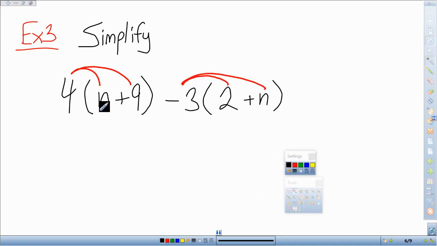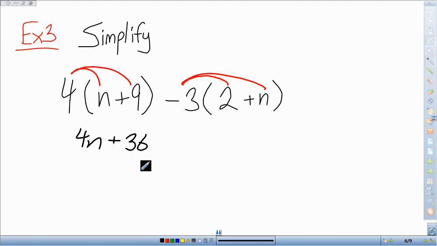Okay, so 4 times n gives me a 4n. 4 times 9 gives me a positive 36. Moving on to this one, negative 3 times 2 is a negative 6. Negative 3 times n is a negative 3n. All right, so you might be thinking, okay, sweet, we're done. Let's put a box around it.